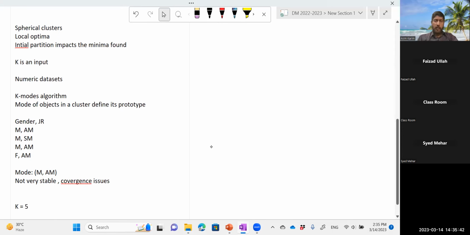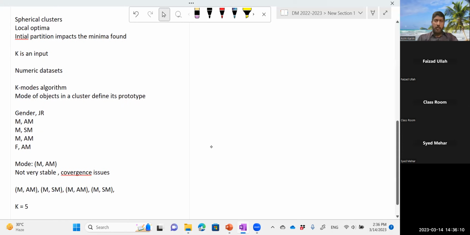The convergence issues इस तरह के आ सकते हैं. Let's say एक iteration में मोड M और AM आ गया. ठीक है? तो फिर हम नेक्स्ट आइट्रेशन पे गए तो लेट्स से ये M और SM हो गया. तो फिर हम नेक्स्ट आइट्रेशन पे गए तो फिर M और AM आ गया. ठीक है? एंड दिस प्रोसेस कंटिन्यूज. So you don't really know where to stop. तो देर वो स्टॉप नहीं होता. तो स्टॉप का तो मसला ये है ना कि M AM आया तो नेक्स्ट आइट्रेशन में भी M और AM ही आए. ठीक है? And it continues in this fashion.